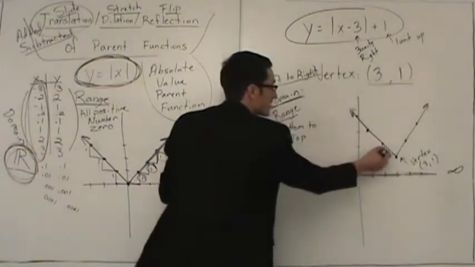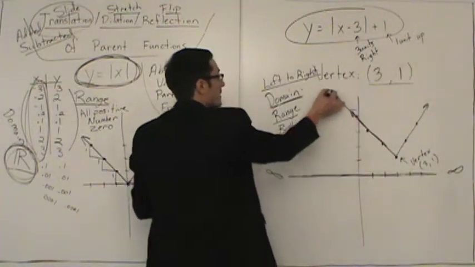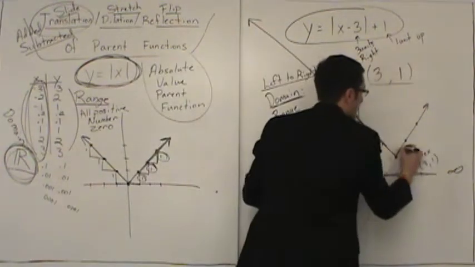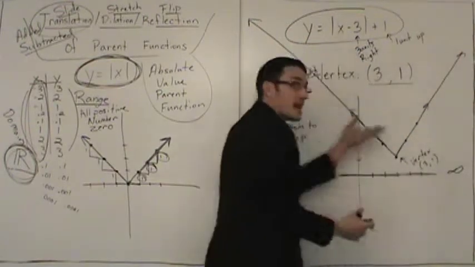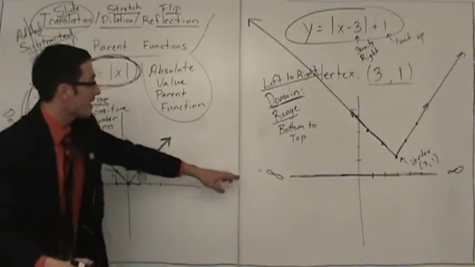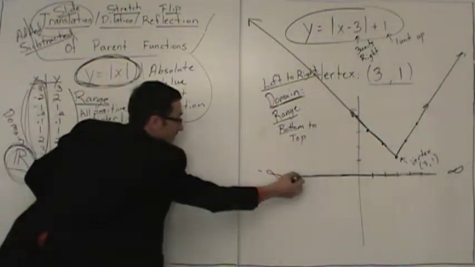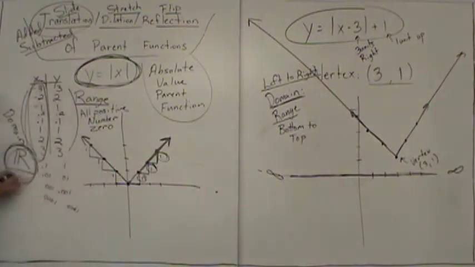Okay, this function, notice, does the function go left forever? Yes. Does the function go right forever? Yes. We're not looking up or down, just left or right. So way out here, forever left, way out here. Yes or no?